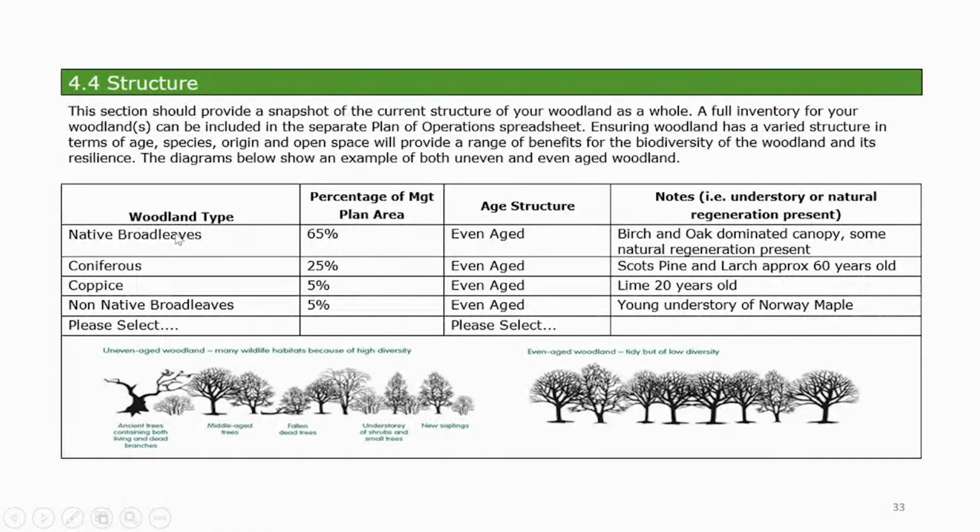These are the woodland types. We've got native broadleaves, which make up 65% of the management plan area. Coniferous makes up 25%, coppiced 5%, and non-native broadleaves 5%. And all of them are even aged because before the woodland plan, they hadn't undergone management.